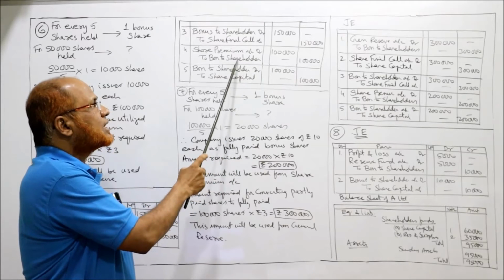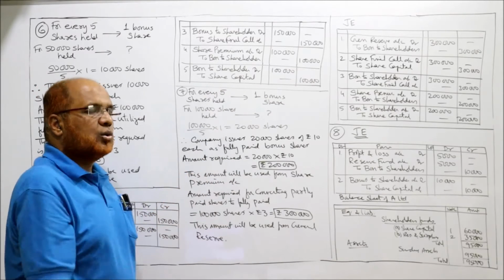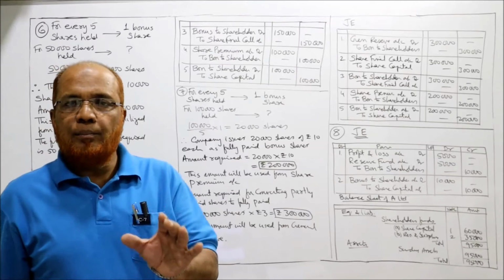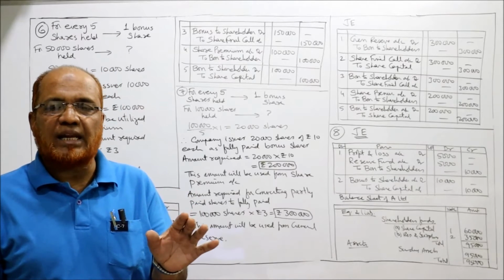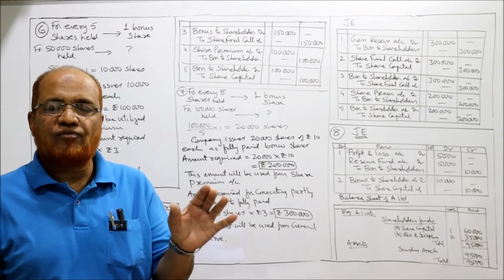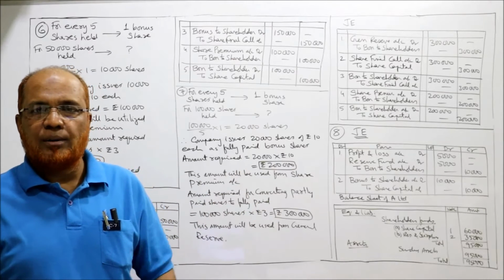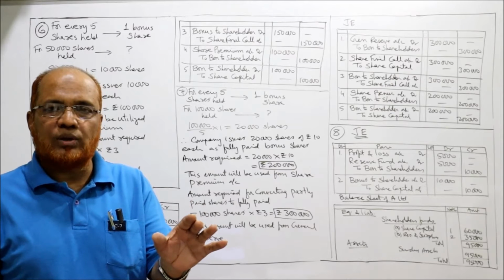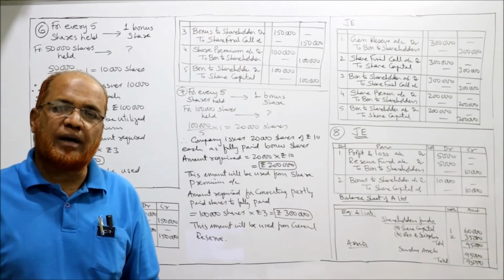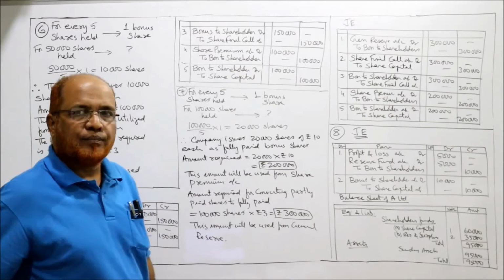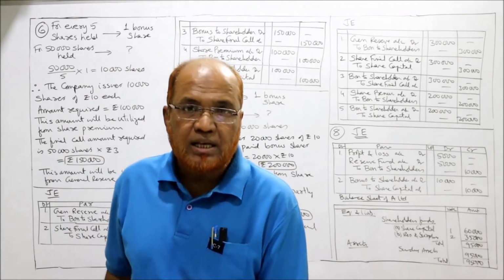Bonus to shareholders is debited, so it is closed, to share capital. Narration: being 10,000 equity shares of rupees 10 each issued as fully paid bonus shares. That's all. This is all about problem number 6.